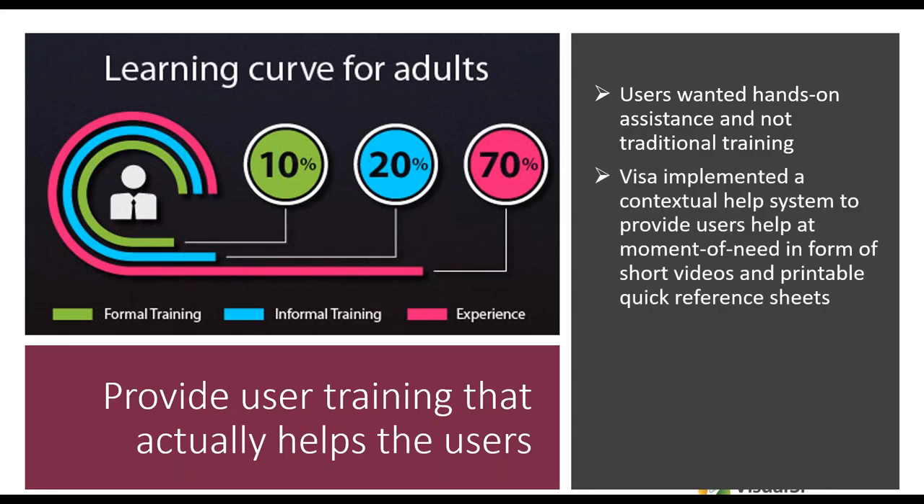So what Visa did was they implemented a contextual help system to provide users help at the moment of need. And they did that in the form of short videos, printable quick reference sheets, and things like that. Now, they utilize our system at VisualSP in this case, but obviously any contextual help system or any contextual guidance system for that matter would be the right way to go.